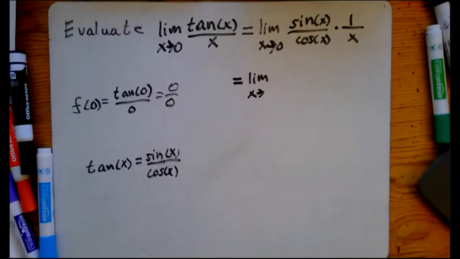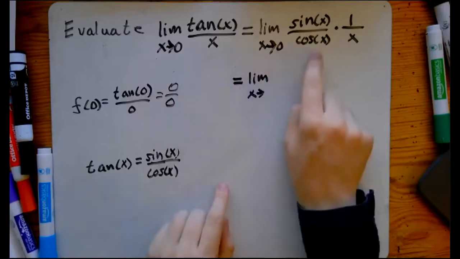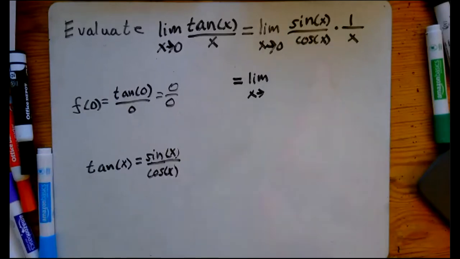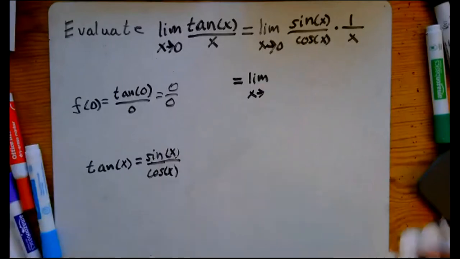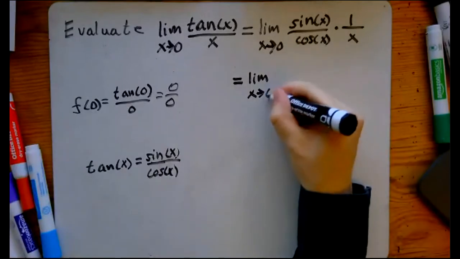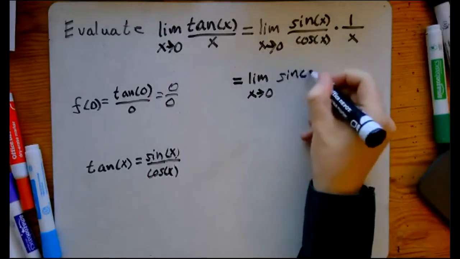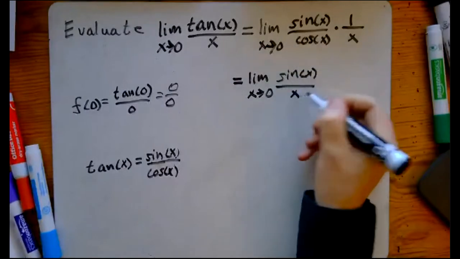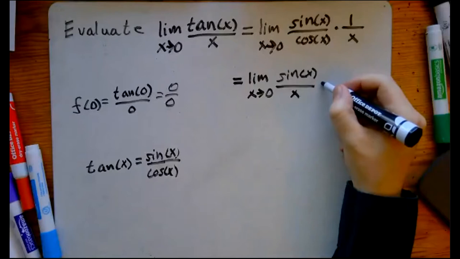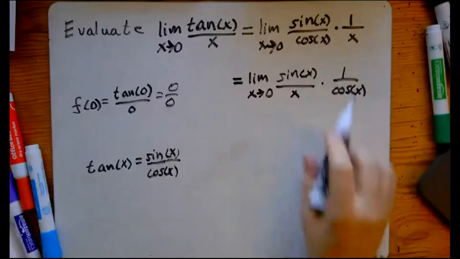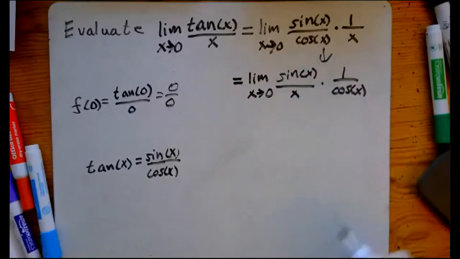I'm confused. You're confused about how we got from here to here? We were going one way, now we went another way. Well, anyway, we can use the limit as x approaches 0. We can rewrite this using sine of x over x times 1 over cosine of x. Do you agree with me that going from here to here is sensible? Yeah. Okay.